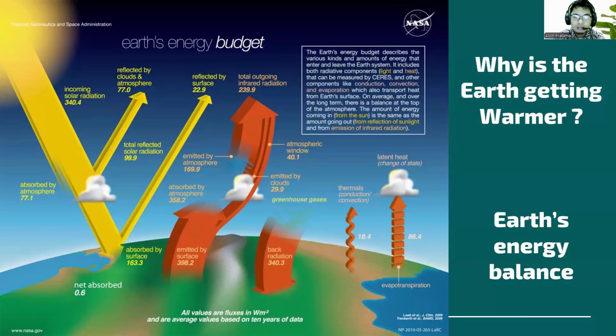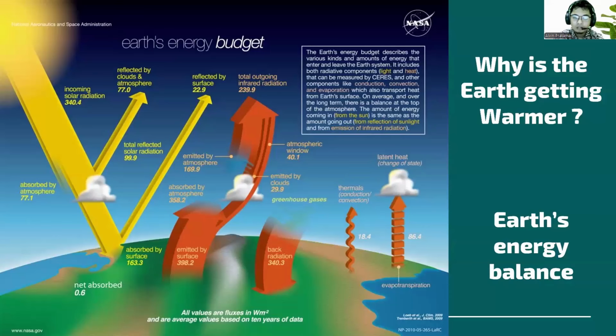In total, around 99.9 watts per square meter of solar energy is reflected back into space. The remaining energy, approximately 240 watts per square meter, is absorbed by the Earth. More specifically, 77 watts per square meter is absorbed by the atmosphere, and 163 is absorbed by the surface, or around 50% of the solar energy absorbed by the surface.